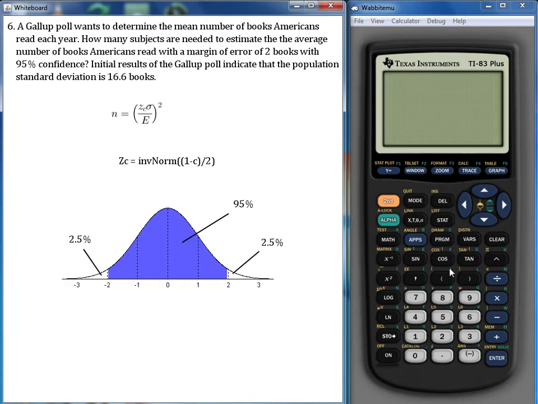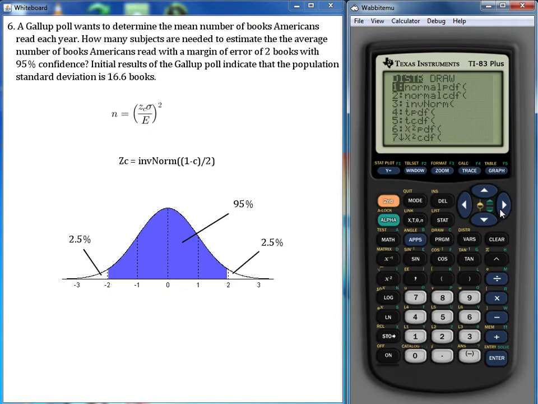So to find my critical value, here's what I will do. I'll go to the distribution menu and down to the next one down, inverse norm. And inverse norm, I need to provide it an input of 0.025. And the result that it gives me is basically negative 1.96, which, if you'll note, would be right about here, about negative 1.96 standard deviations from the mean.